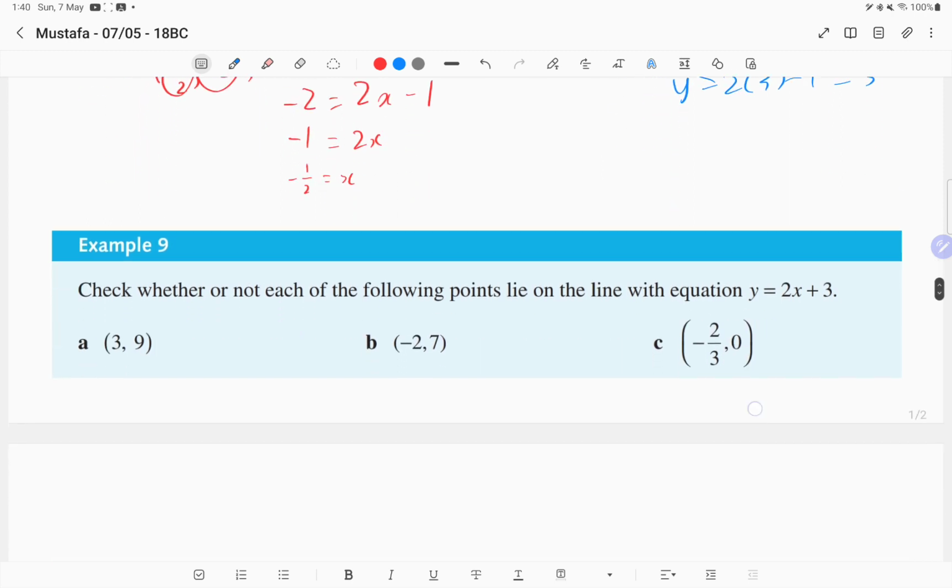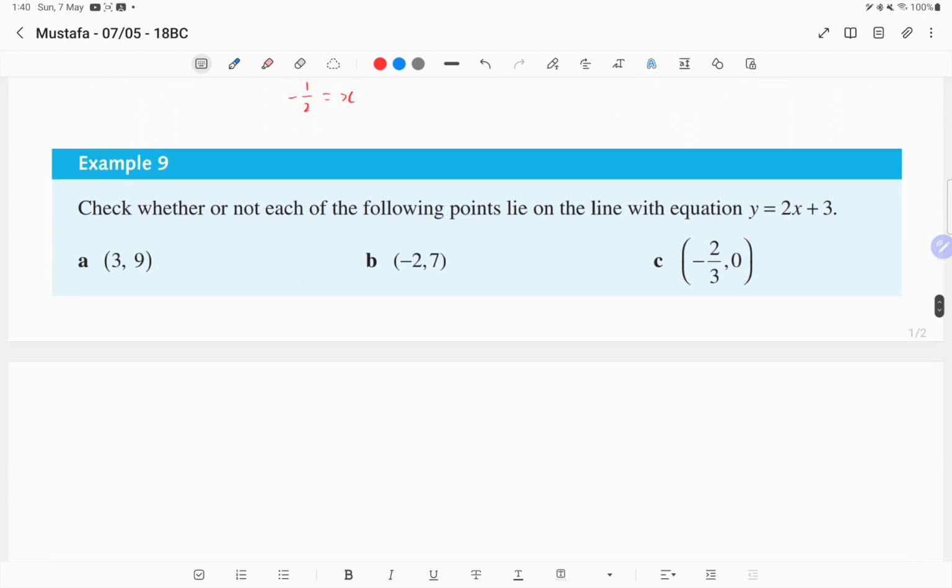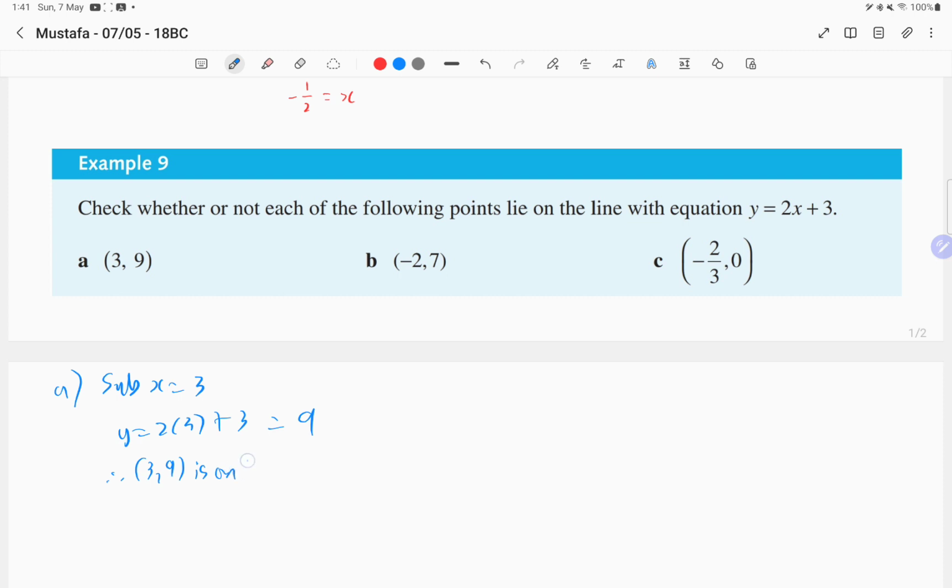So 3, 9 would do the y equals 6. Yeah, so that one is the first one. Yep, for question A, so you would write sub x equals 3, right? So then y would be 2 times 3 plus 3, which is 9. Therefore, 3, 9 is on the line. Right? Yeah. Same thing for question C.